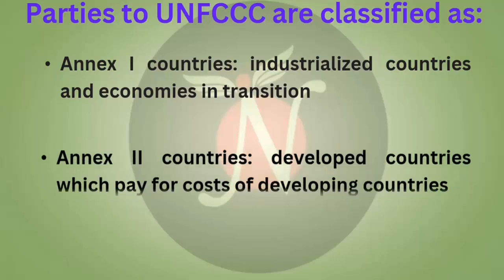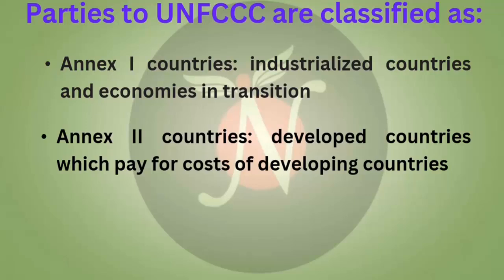The next is Annex 2 countries, which are developed countries which pay for the cost of developing countries. Annex 2 countries are a subgroup of the Annex 1 countries. They comprise the OECD members excluding those that were economies in transition in 1992, and there are a total of 24 Annex 2 countries and the European Union. Turkey was removed from the Annex 2 list in 2001 at its request to recognize its economy as a transition economy.